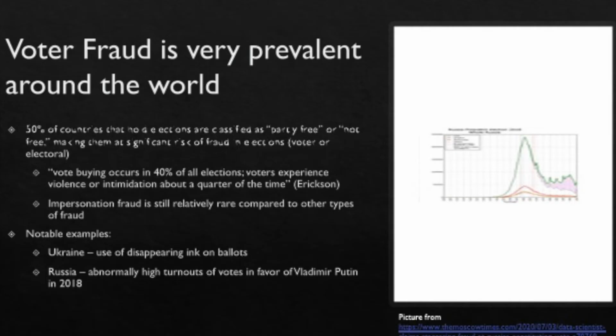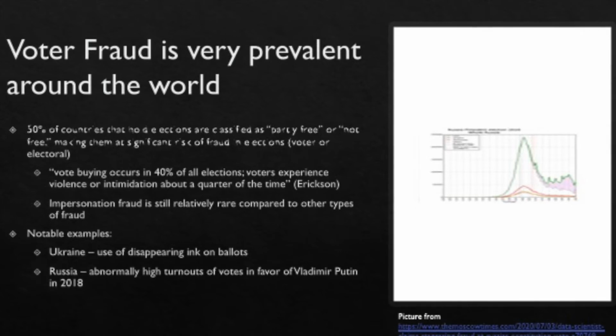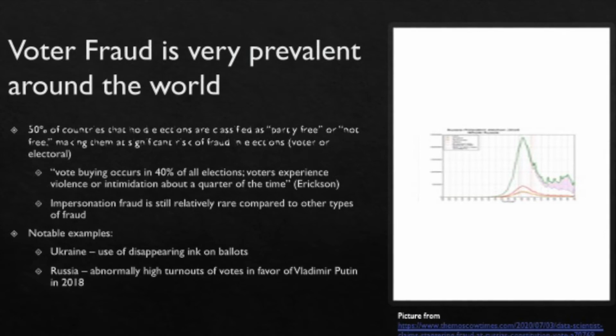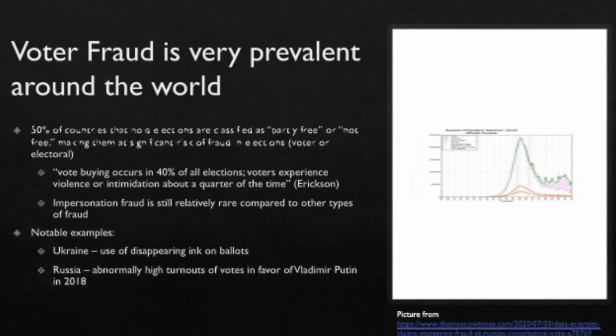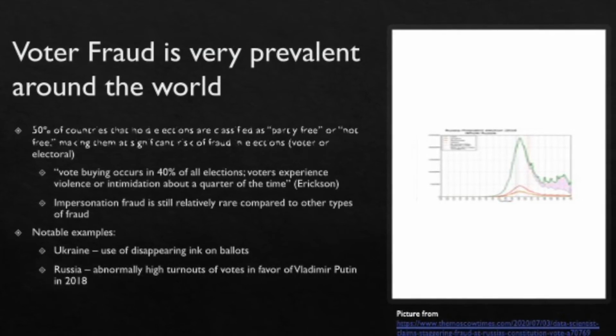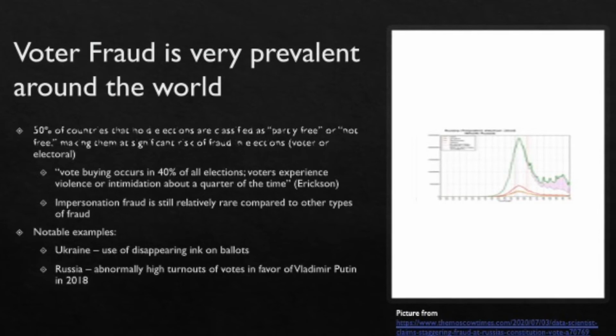So while voter fraud is not common in the U.S. and other established democracies, it is prevalent around the world, mostly in emerging or restricted democracies. So being classified as partly free or not free by Freedom House or other scholars studying indicators of democracies increases the risk of fraud significantly. So 50% of countries that hold elections are at risk of widespread fraud because of their status in these categories.